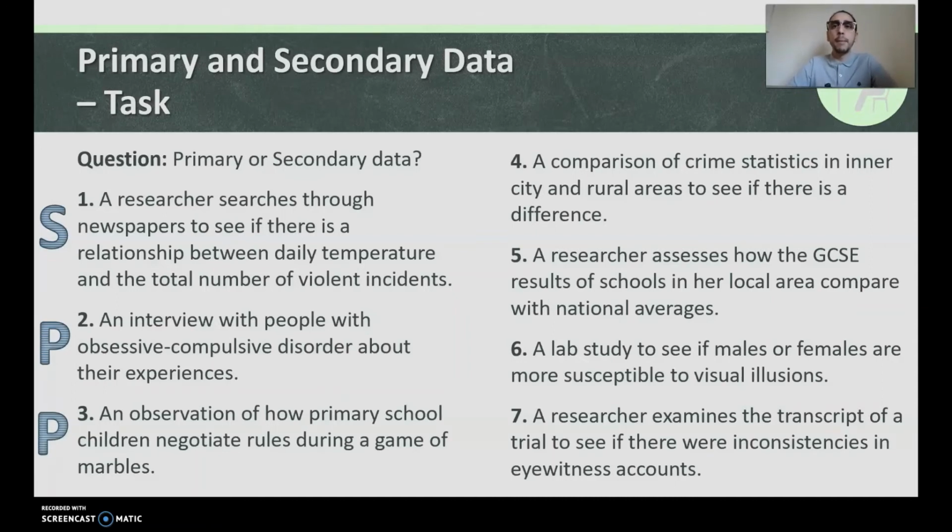Number 4, a comparison of crime statistics in inner cities and rural areas to see if there is a difference. Did I conduct the statistics myself? No, therefore it's secondary data.